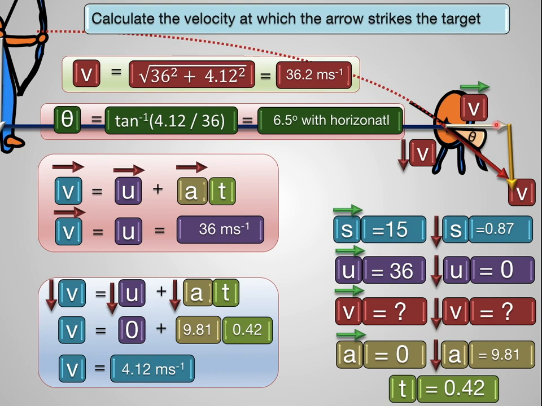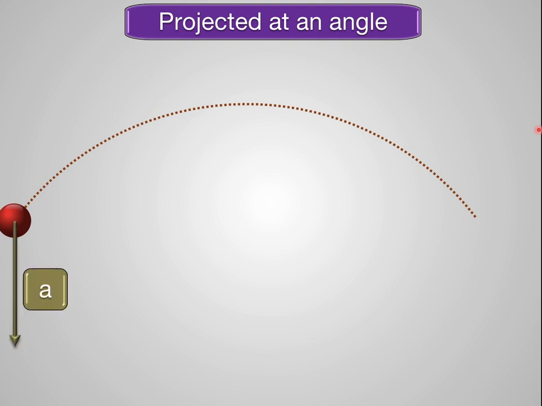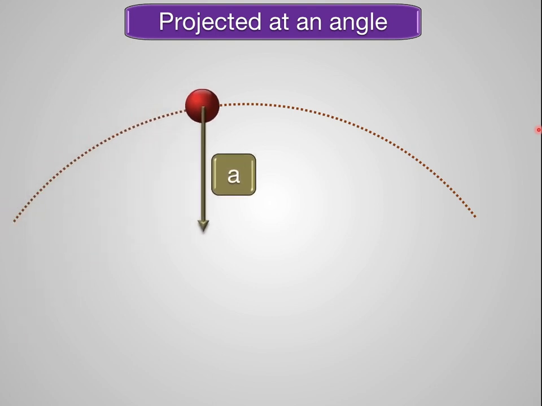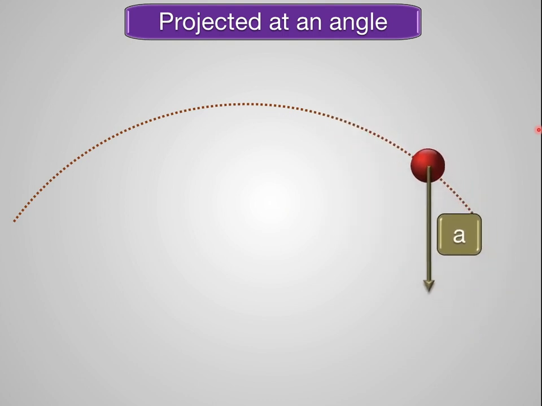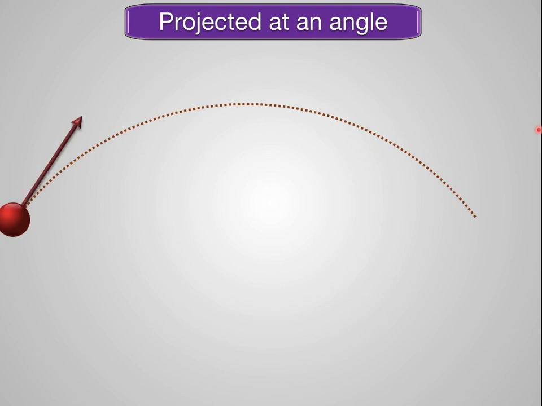Now let's move on to another important type of projectile, something thrown at an angle and it's coming back to the same height. Like this is the path of the projectile. The first quantity we are going to see is acceleration. As you know, acceleration is always vertically downwards for any type of projectile motion because the earth is always pulling it downwards. So the next quantity we are going to see is velocity. This is the direction of initial velocity. You are throwing something at an angle.